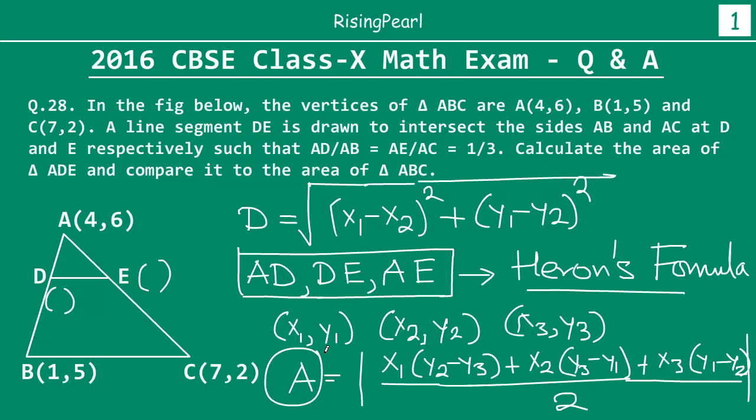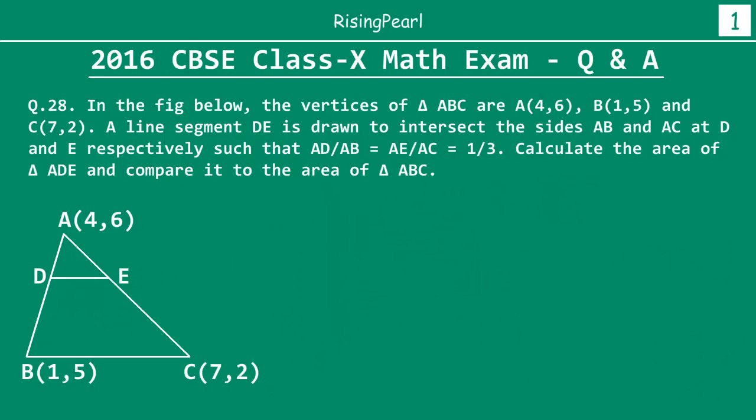Since this is something that we learned in this grade, we are going to use this formula to find the area of the triangle ADE. Then we are going to find the area of the entire big triangle ABC, and then compare them to find the relative ratios. So now that we understand how we are going to solve it, let's go ahead and solve this.